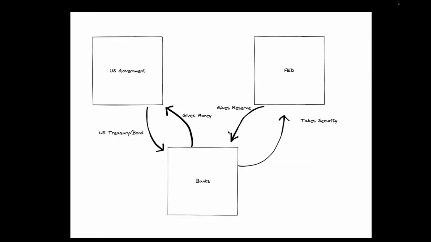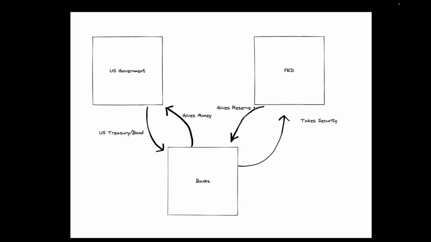Okay, so where does the central bank come into all of this? Well, the Fed has a lot of different tools that it can use, but its primary one is to do this asset swap. And so, banks buy US treasuries, and of course, they're giving the US government new money.